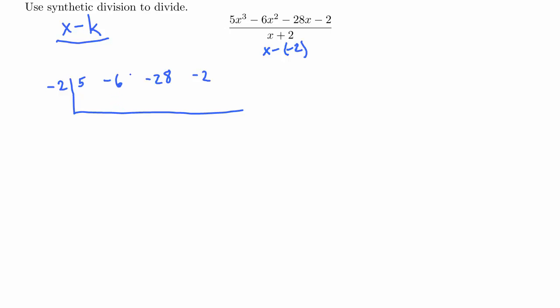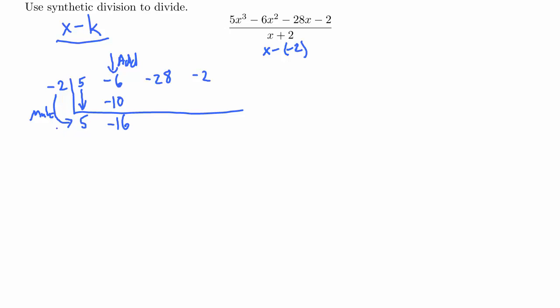Okay, here's how synthetic division works. You take this 5 and you bring it down, and you just write it down right there. Now, this number always multiplies whatever number you get down here. So you're going to multiply negative 2 times 5, and negative 2 times 5 is negative 10. Then you add: negative 6 plus negative 10 is negative 16.